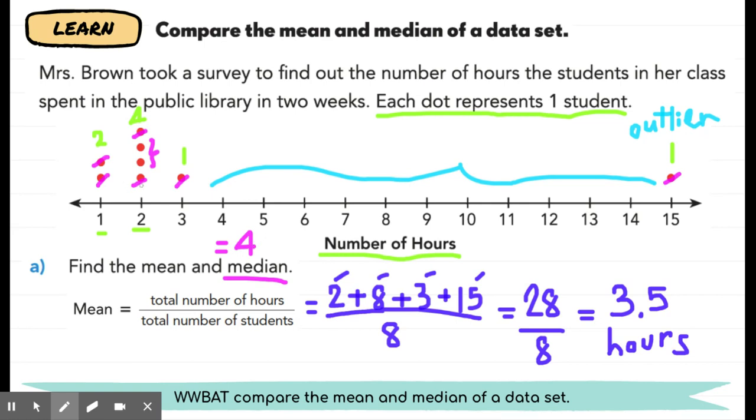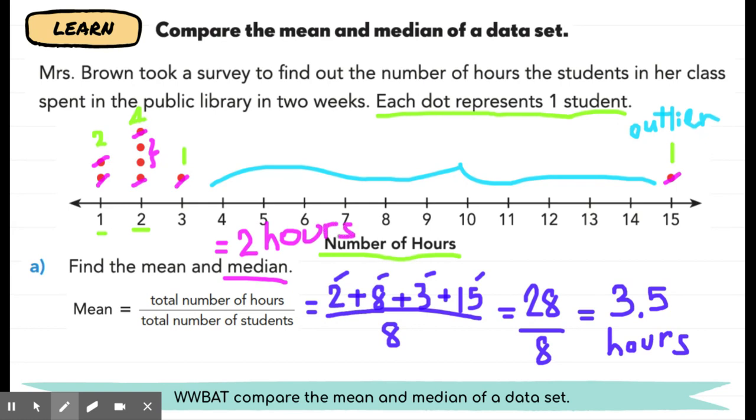Sorry, it's 2 hours. Oh, my fault. The value of this is 2 hours because these 2 students represent 2 hours. So 2 times 2 is 4. 4 divided by 2 is 2. So the median here is 2 hours.